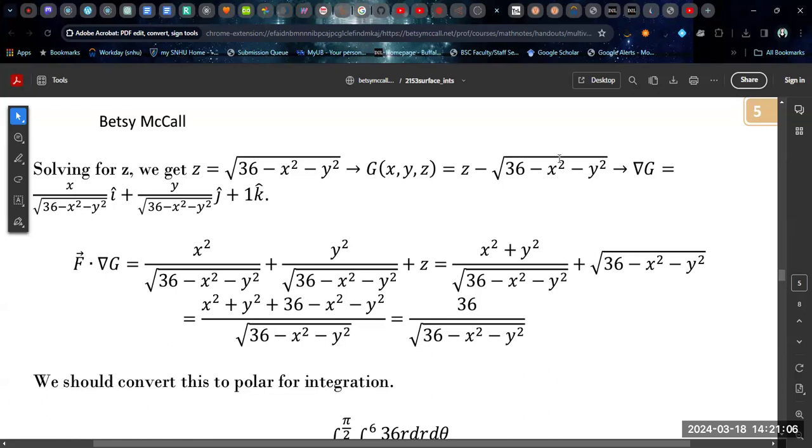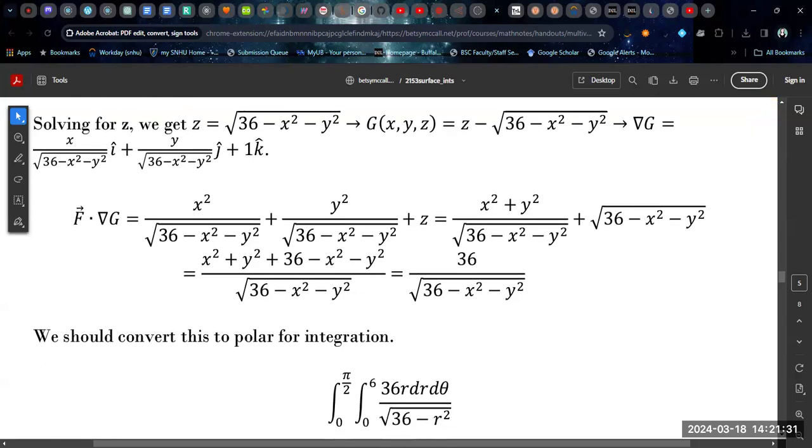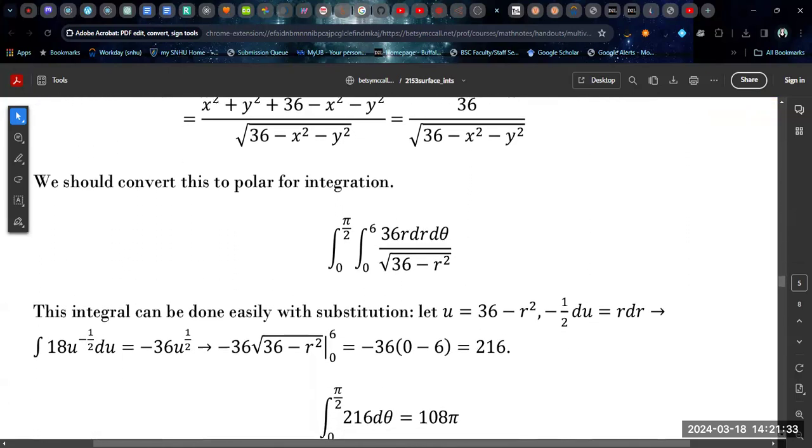And again, taking the derivative with the square root, we end up with this chain rule thing happening. The halves and the minus signs cancel out. And then we dot the field with our gradient. And we end up with this expression when we simplify. Now, we should convert this to polar in order to integrate it.